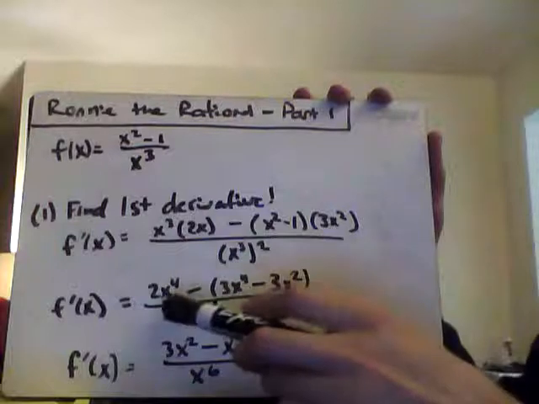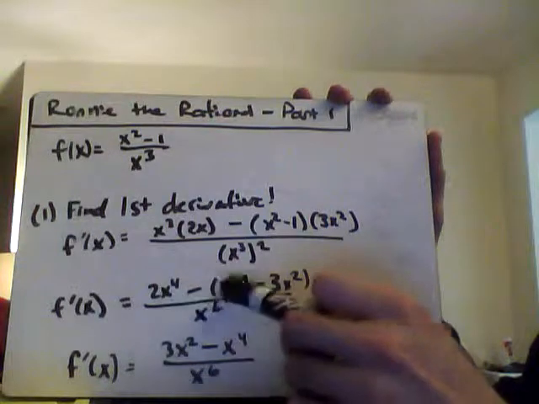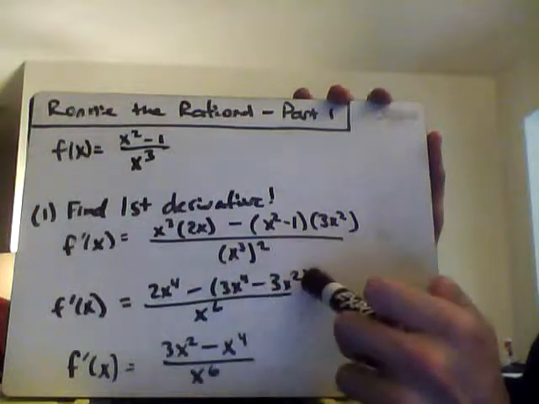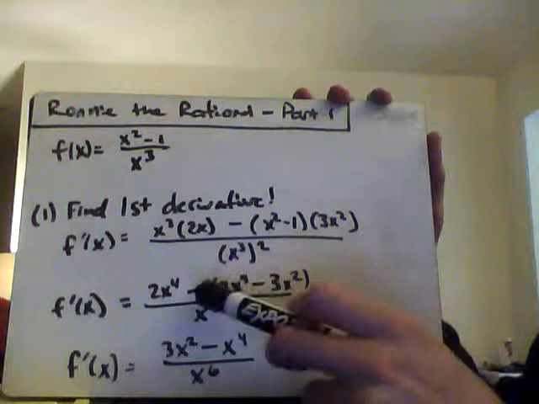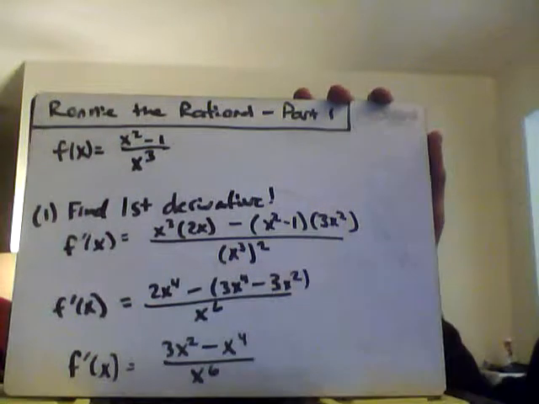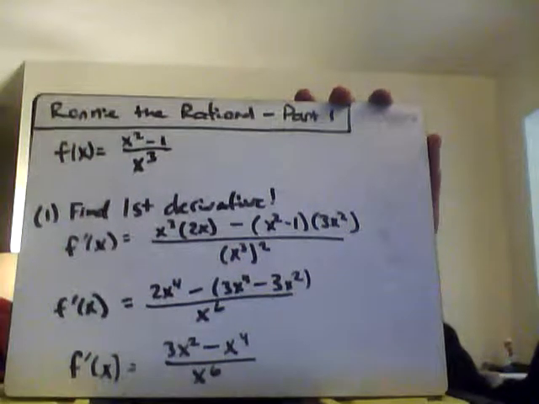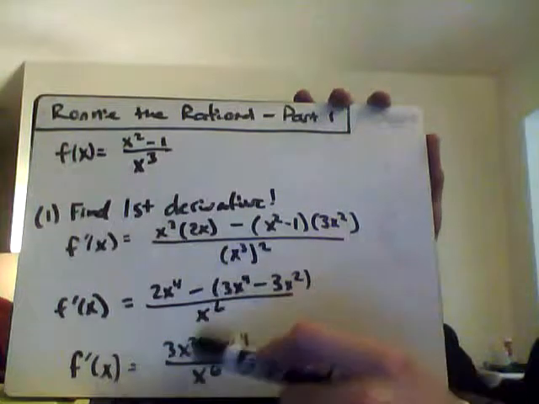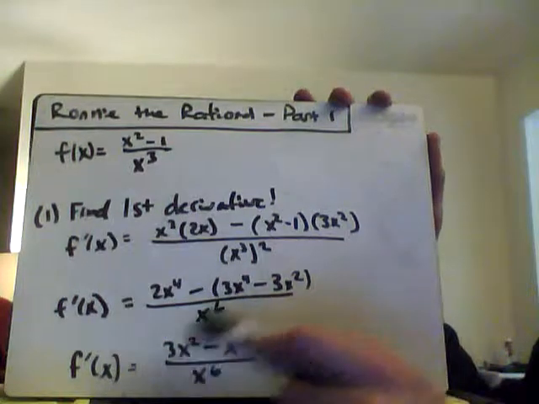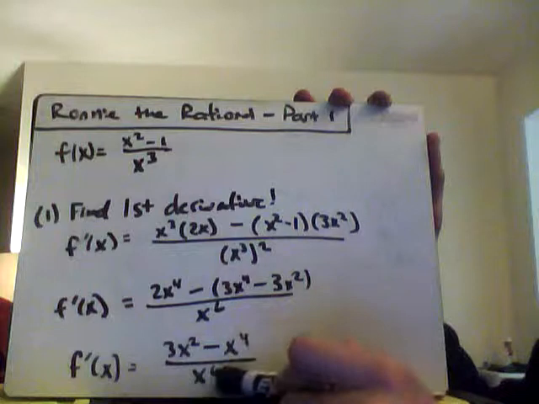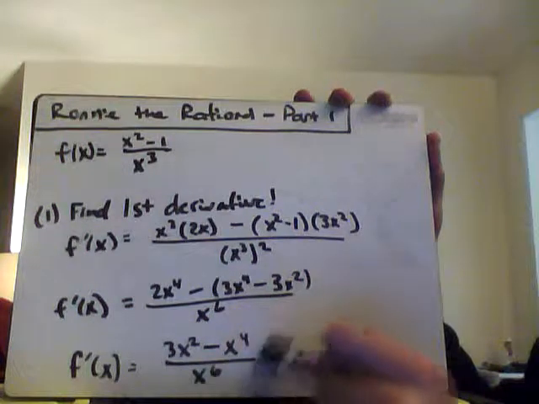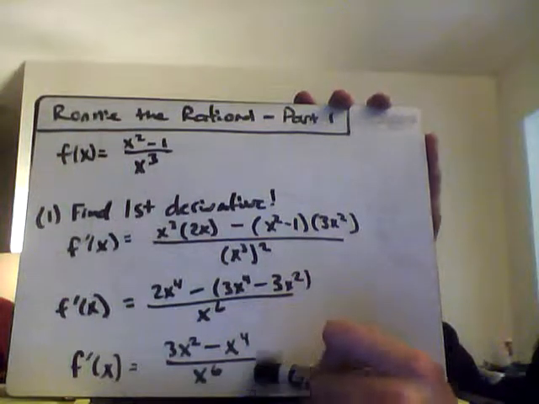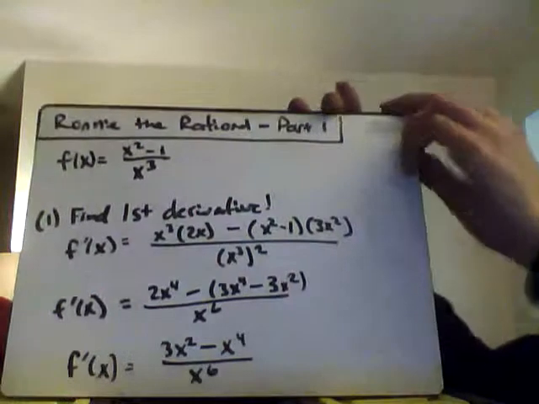In this case, when we multiply this out, we get 2x to the 4th minus 3x to the 4th minus 3x squared. It is critical that we understand that we need to distribute our negatives. I know that that's an issue, and we need to make sure that we do well with this. So, when we distribute our negative, we're going to get a 3x squared positive minus an x to the 4th over x to the 6th. I'm going to leave the answer like this for now to prove a point.